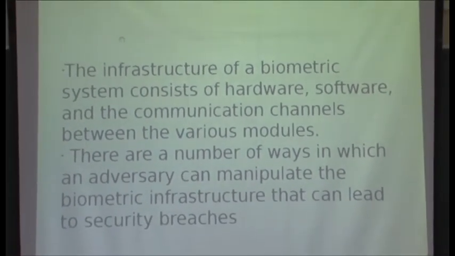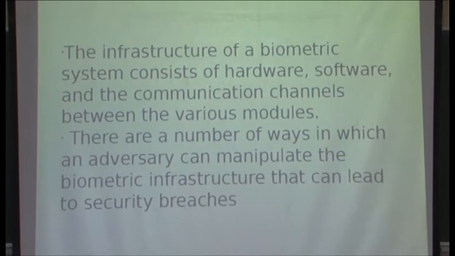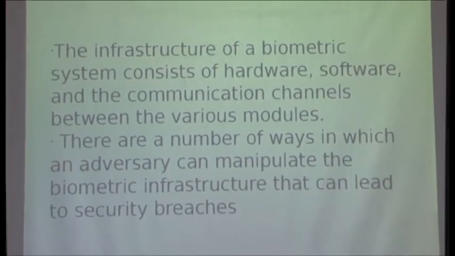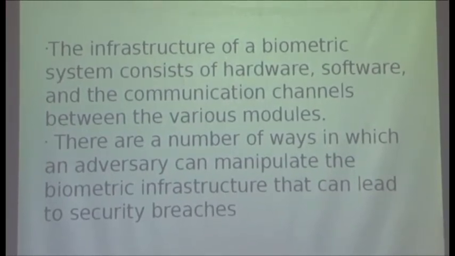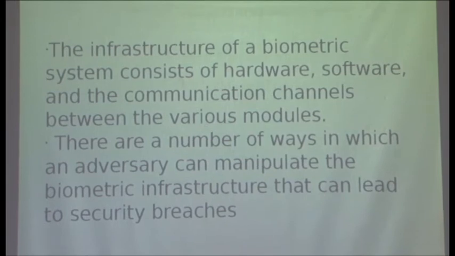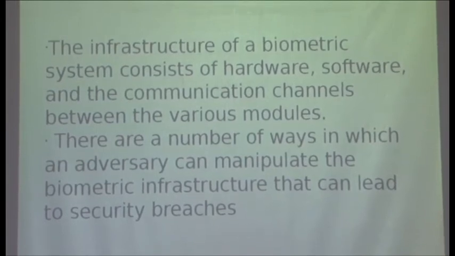So there can be several flaws in aggregating the biometric samples. Like the infrastructure of a biometric sample consists of hardware, software and the various communication channels. So there are a number of ways in which an intruder can come and take advantage.